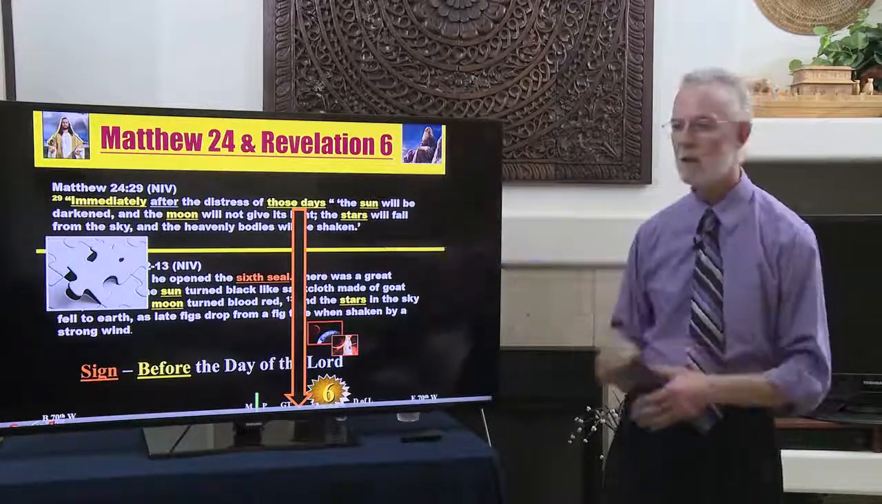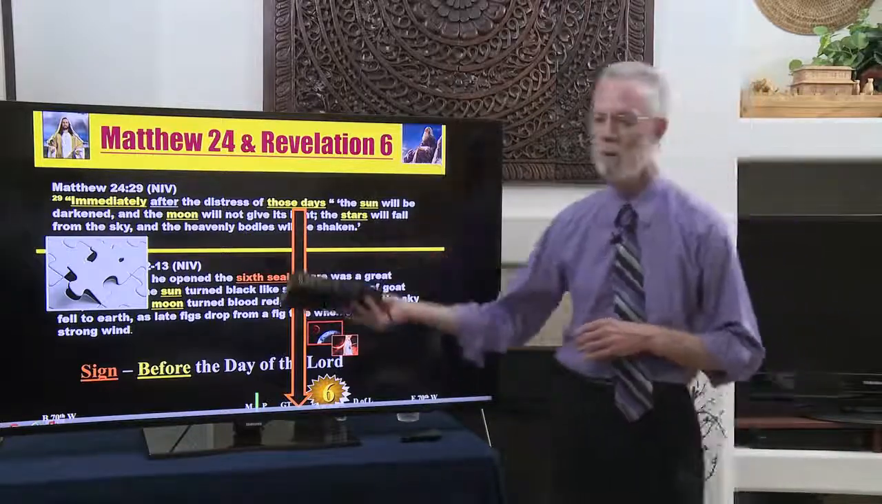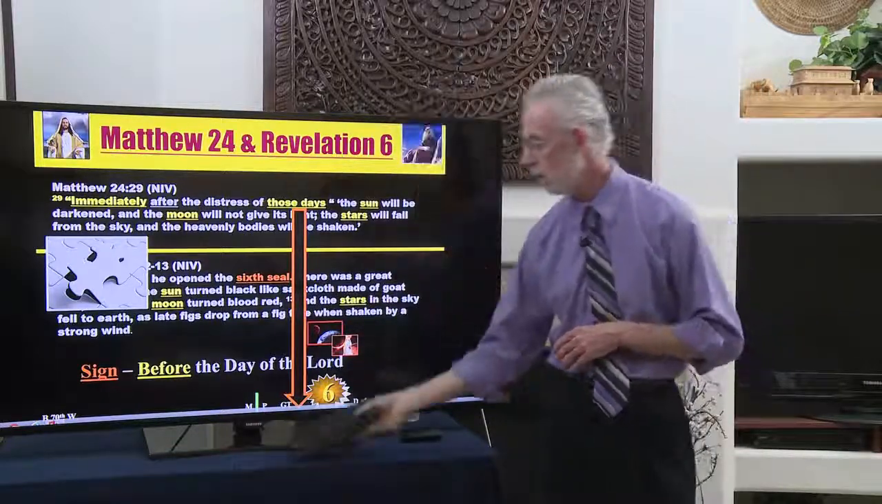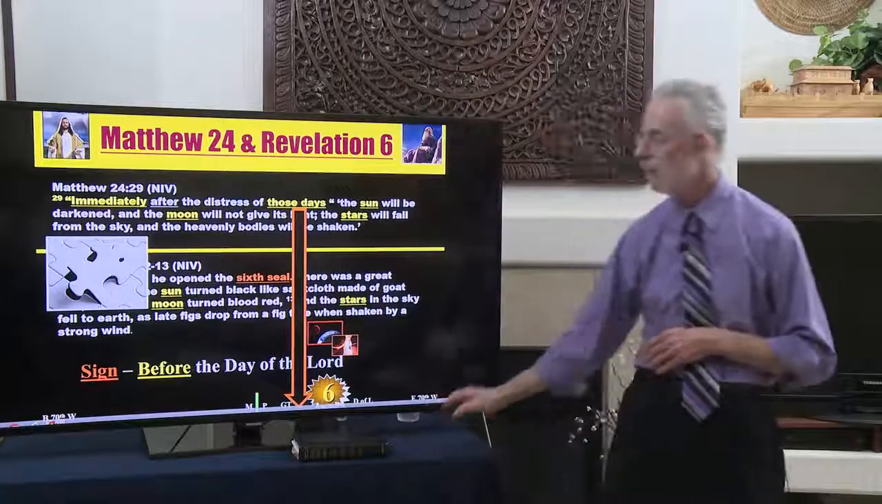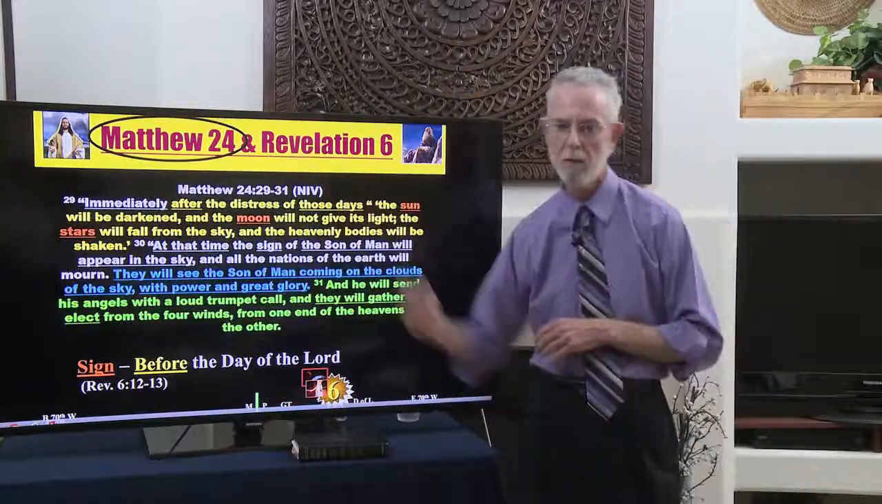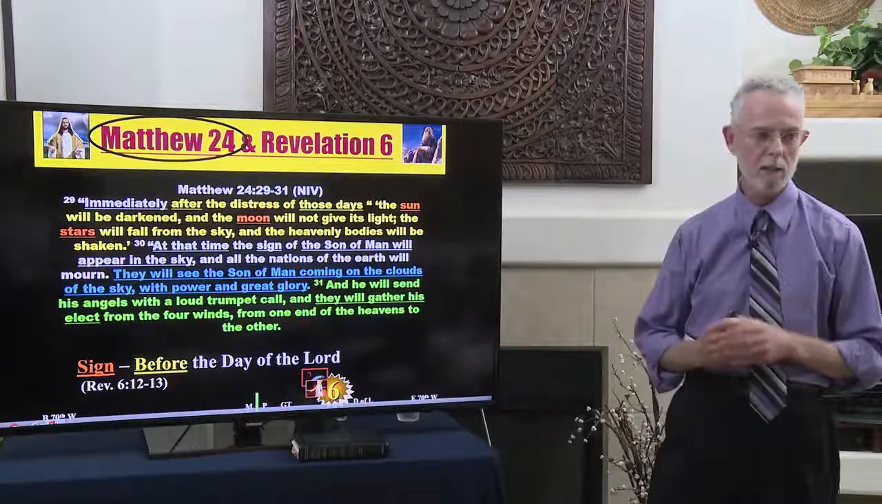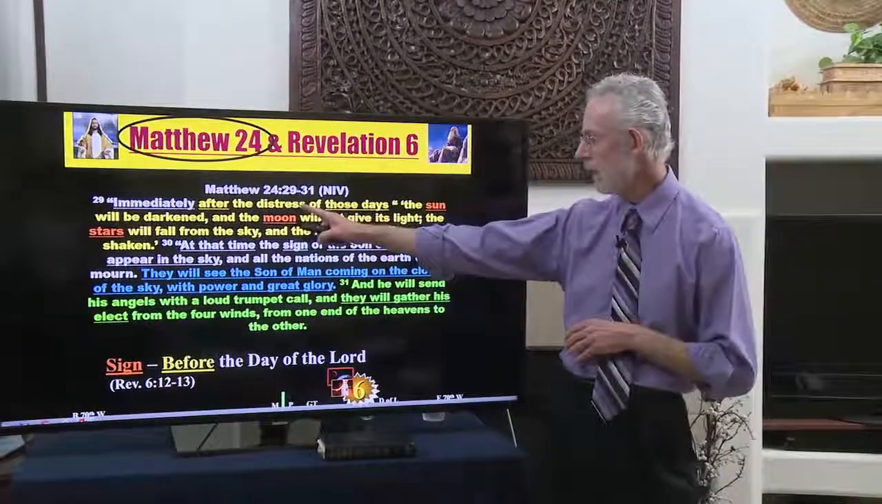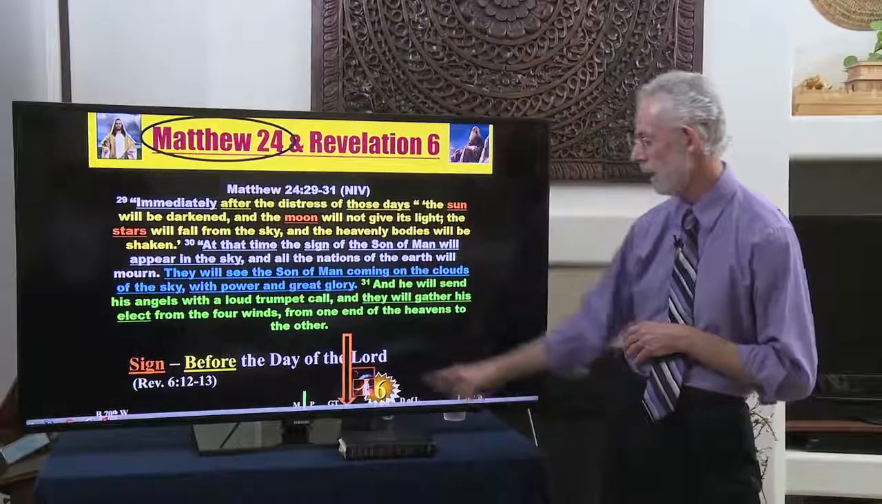Because when you open the Bible, it just all fits, which is exactly what we'd expect if this is a word from God. We would expect it to go together in perfect harmony like we've just seen. We have Jesus and the Apostle John in perfect harmony. Let's look at the whole sequence here, back to Matthew 24. Look at this whole sequence Jesus gives us. Jesus said, immediately after the distress of those days, what days? These days right here.